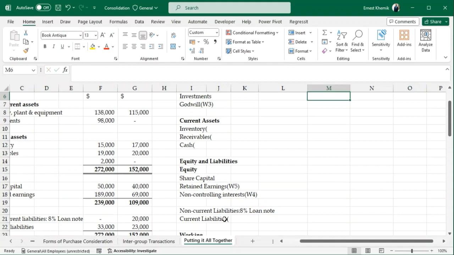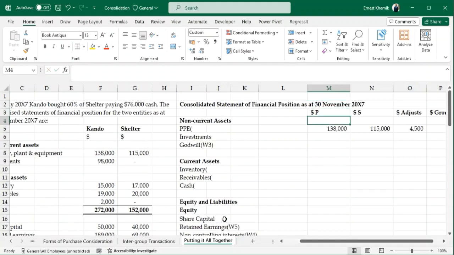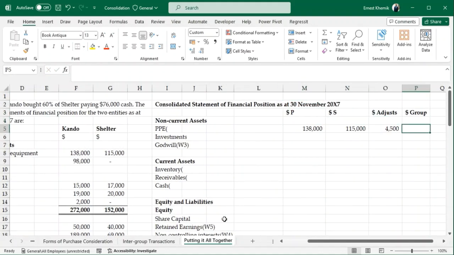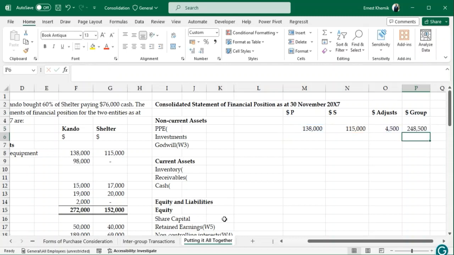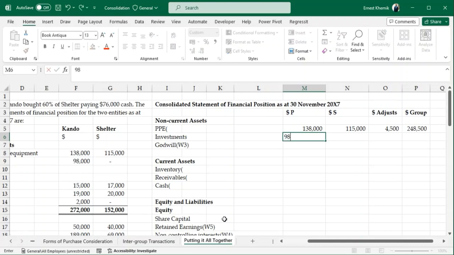So we have that. So I'm going to have the group amount being the addition of these two, and then I'm going to subtract the PUP adjustment amount. Okay, so that will give me my non-current assets, that is the PPE. Then the investments is going to be the total amount, which is 98,000.